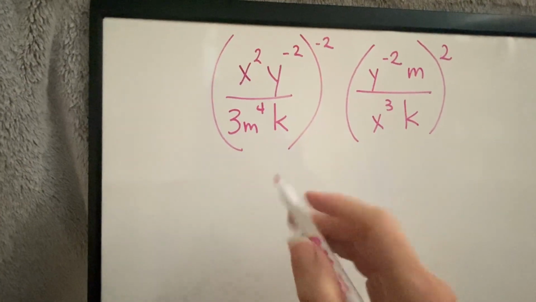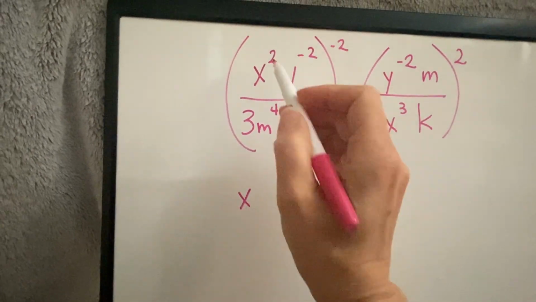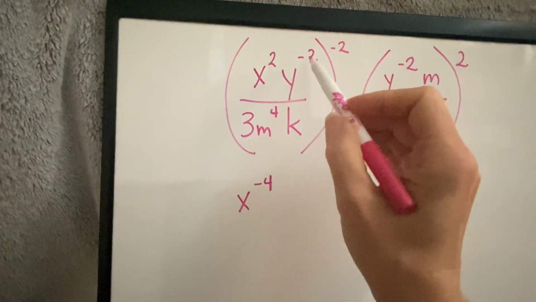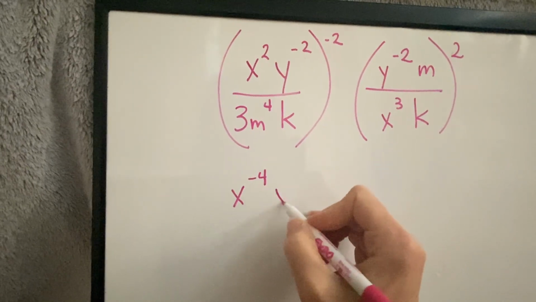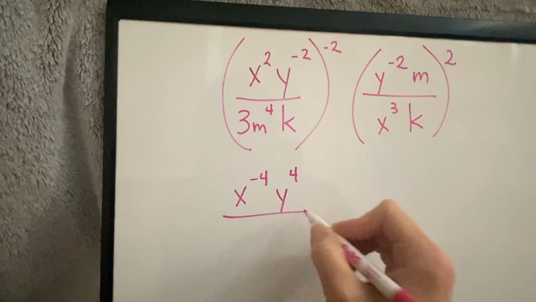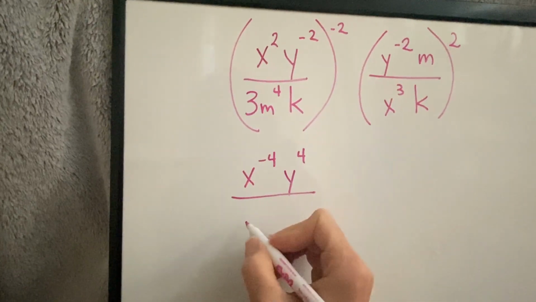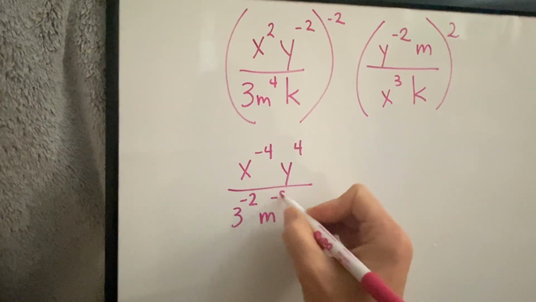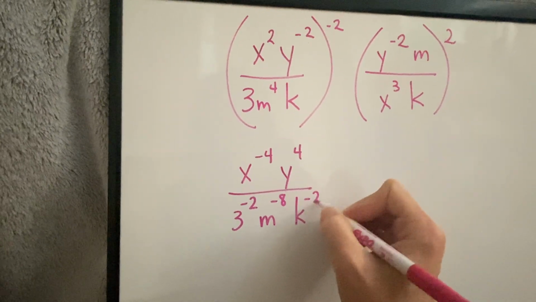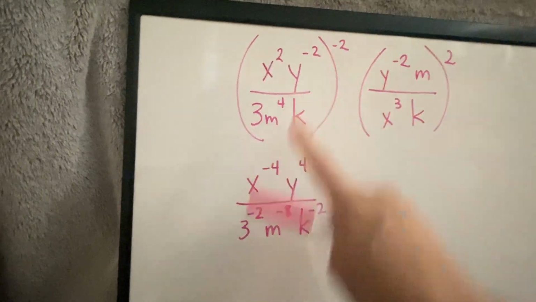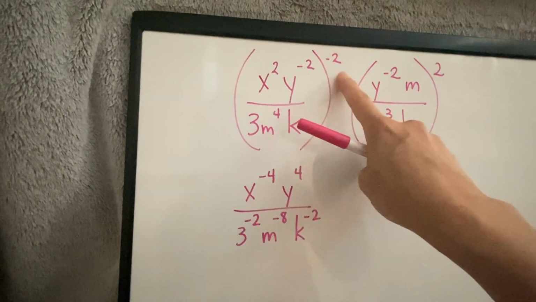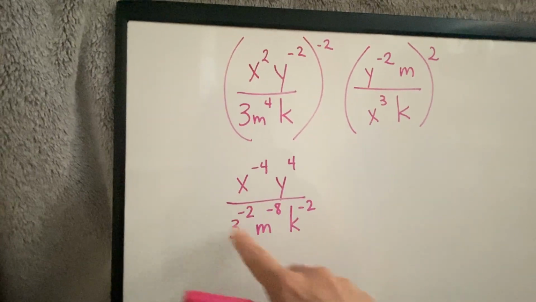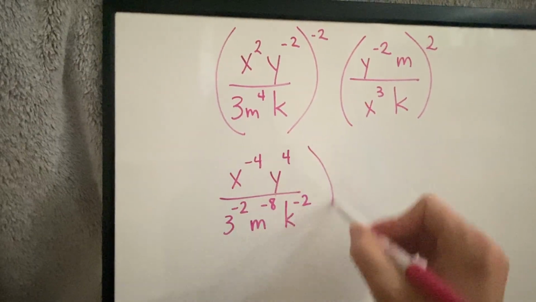All right, so x, 2 times negative 2 is negative 4. Y, when you've got negative 2 times negative 2, it's positive 4. Then we've got 3 to the negative 2, m to the negative 8, and k to the negative 2. Okay, this was 1 times negative 2 is negative 2, 4 times negative 2 is negative 8, and 1 times negative 2 is negative 2. That's what this is.